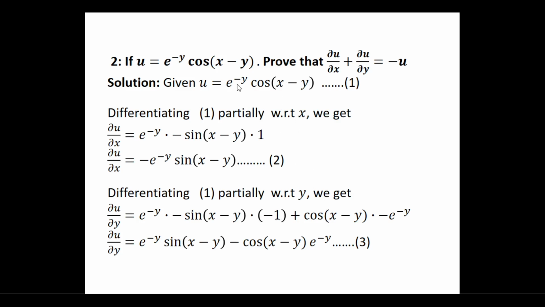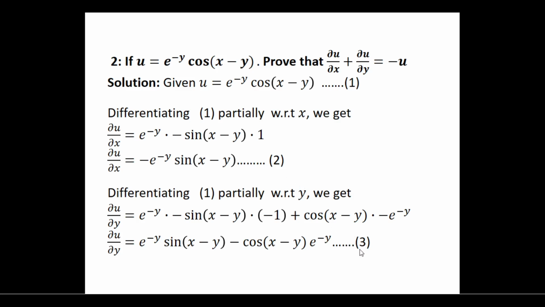Plus, keep the second function as it is. Now differentiate the first function. It's e^(-y) times minus. So simplify: minus into minus becomes plus. Therefore it is e^(-y) sin(x - y) minus cos(x - y) times e^(-y). Call this equation 3.